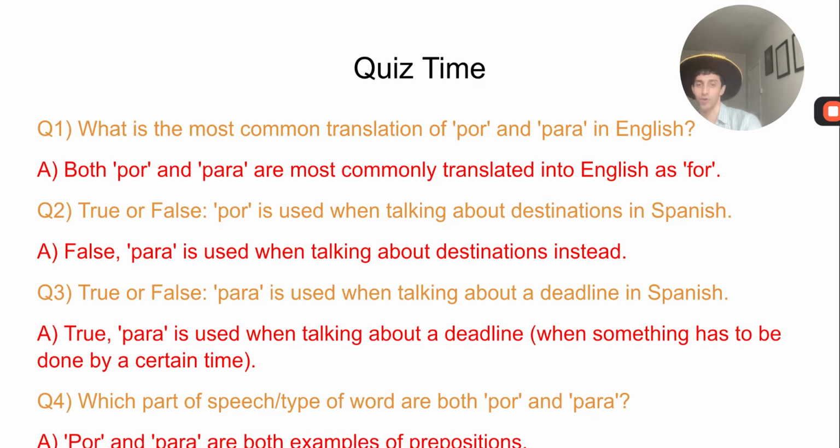So, por and para are both examples of prepositions. Parts of speech would include nouns, verbs, adjectives, adverbs, prepositions, pronouns, and more. So, it can certainly be useful to know what part of speech particular words are. Both por and para are prepositions. It's quite difficult to define what a preposition is, but they often show the location of something or where it is in relation to something else.